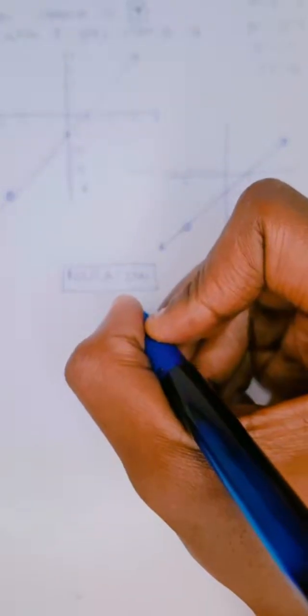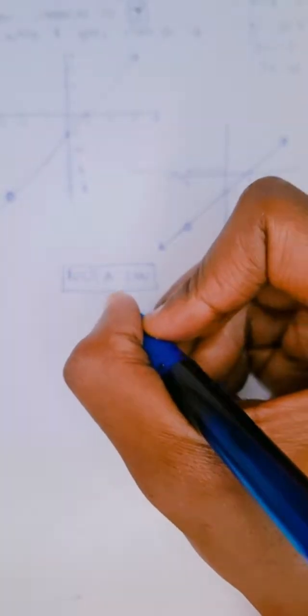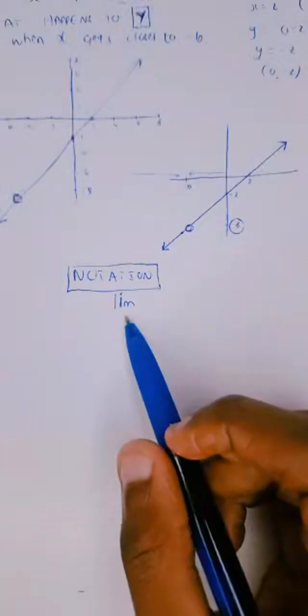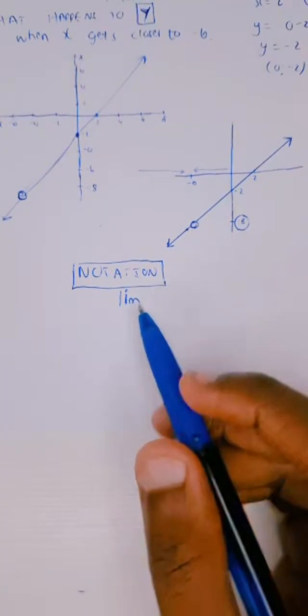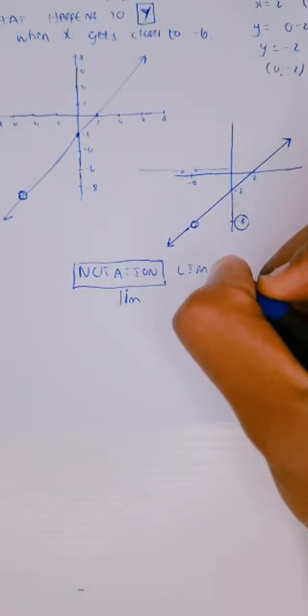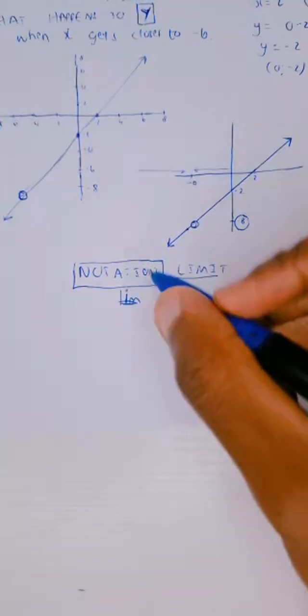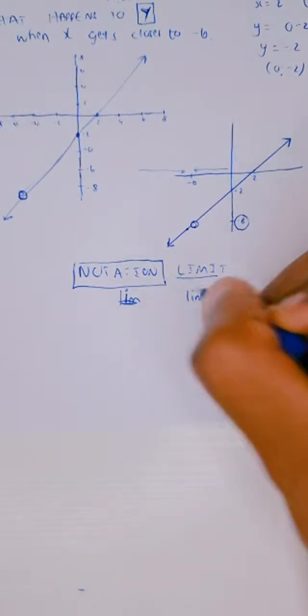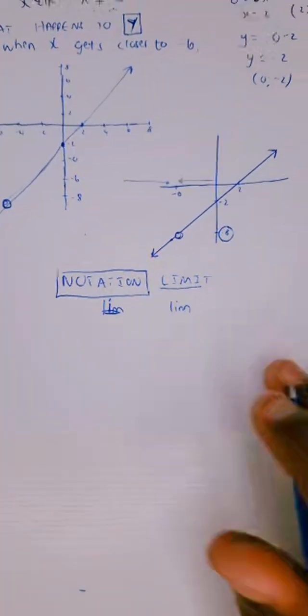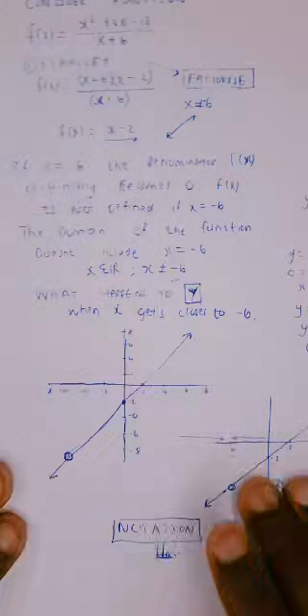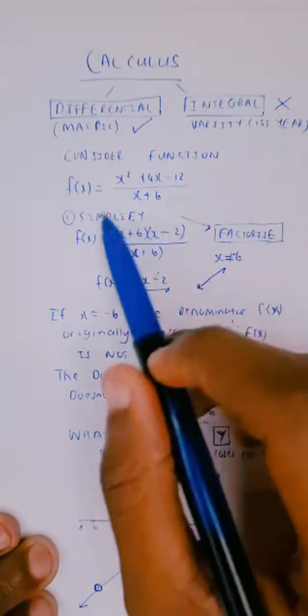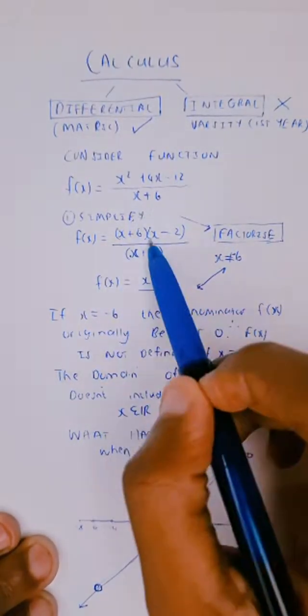We say the limit, so we use short form notation. Mathematically we write it in short as lim. All right? The limit. Now remember, what were we talking about? We were talking about the limit of f of x. What is f of x?